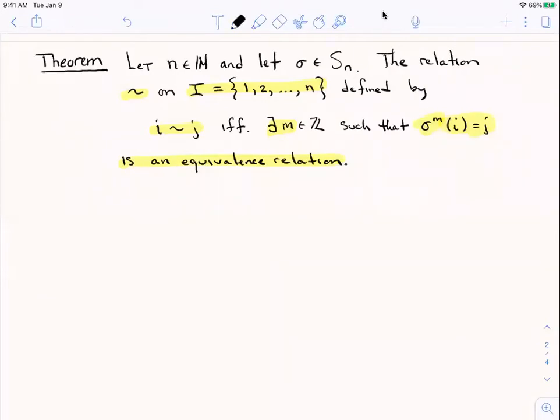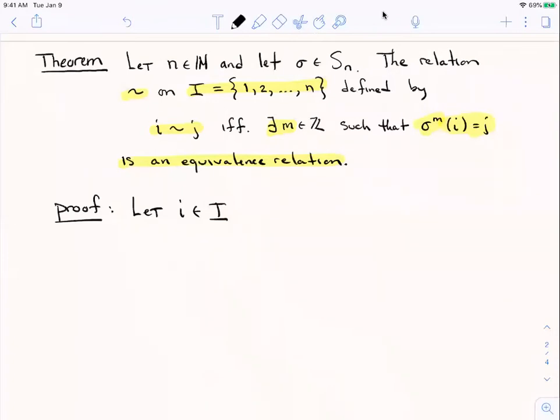Let's try to give a proof of that theorem. I'll just remind you out loud here, for an equivalence relation, we have to show that it's reflexive, symmetric, and transitive, right? We need to show that this thing is reflexive, symmetric, and transitive. So let's do them one at a time. Reflexive, we choose an arbitrary element of I. So take any index.